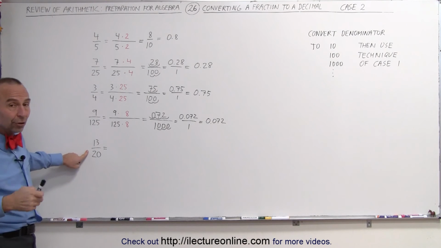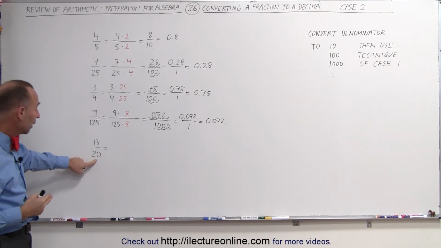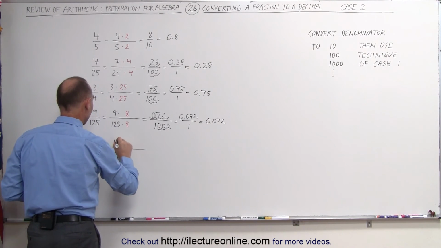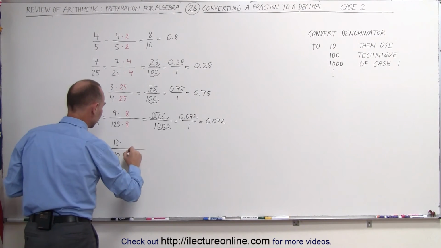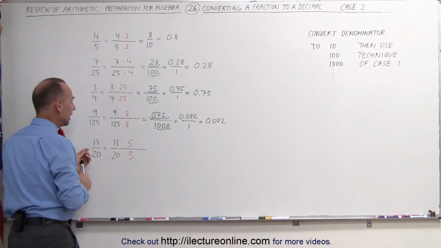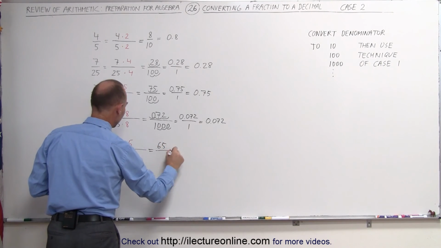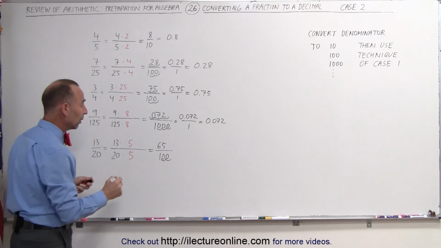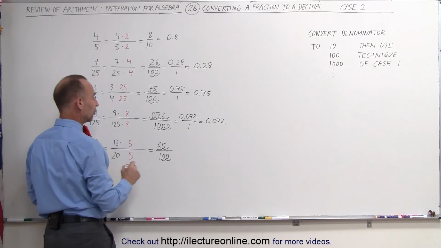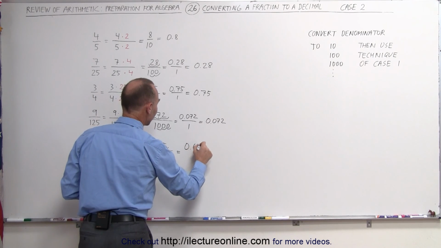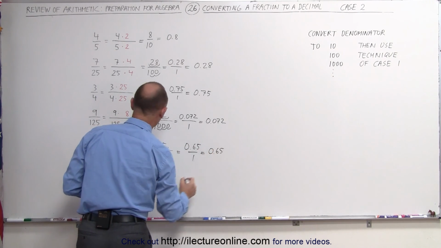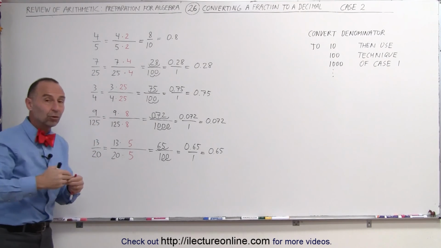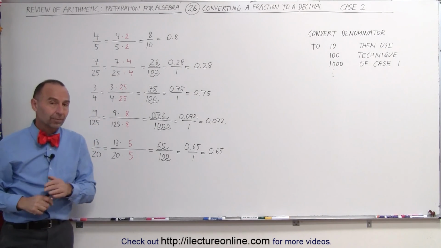Finally, this one here, now that you know the technique, here you can see that 20 fits evenly into 100. It fits into 100 exactly 5 times, which means we're going to multiply the denominator times 5, and then we must multiply the numerator times 5 as well. Here using a different color so you can see it. And then the numerator becomes 65, and the denominator becomes 100. Again, you'll have to move the decimal place over twice in the denominator to make that into 1, which means you need to move the decimal place over twice in the numerator, and this becomes 0.65 over 1, which is 0.65. And that's how we convert a fraction to a decimal in the case where we can take the denominator and make it into a 10, a 100, or a 1000, or something like that.